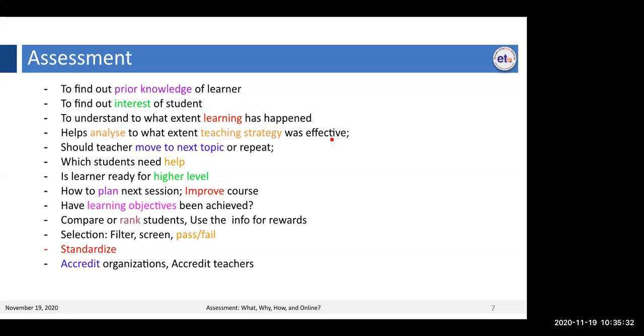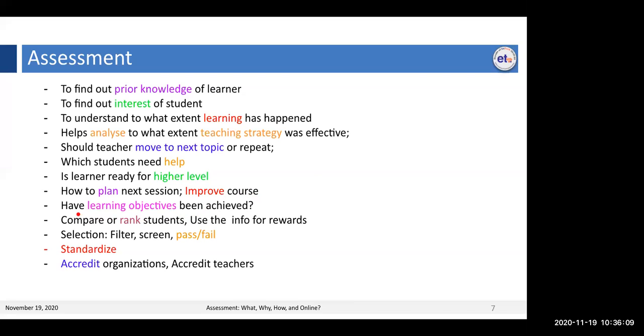So not only for the learner but also for the teacher it is important. Then it allows the teacher to move to the next topic or repeat. Then another purpose is finding which students need help. So in a class of normally 50 or 60, we need to identify which students need more help or which are performing well. So is the learner ready for a higher level? So again, this is identifying the level of understanding. Then based on that, how to plan the next session or how to improve your course.